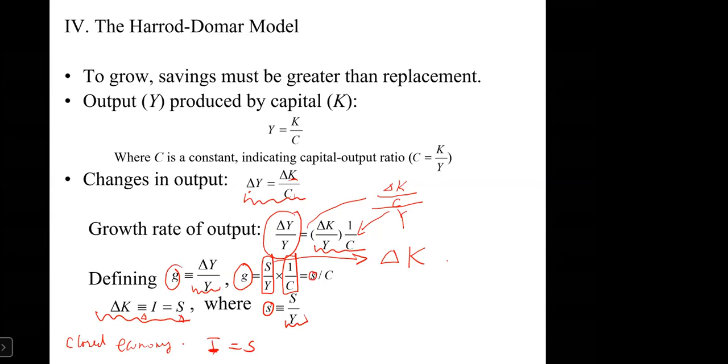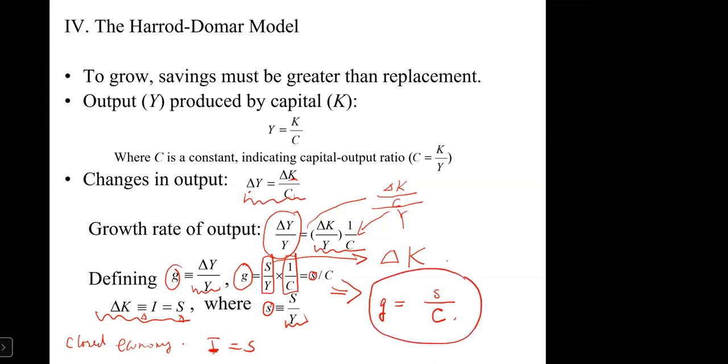I want to emphasize, so what do we have here? G, I just rewrite here. G, the growth rate of output, equals S, the saving rate, divided by C. C is the capital output ratio. So in this model, growth is going to be determined by how much you save and what your technology looks like. Technology is referred to as the capital output ratio.